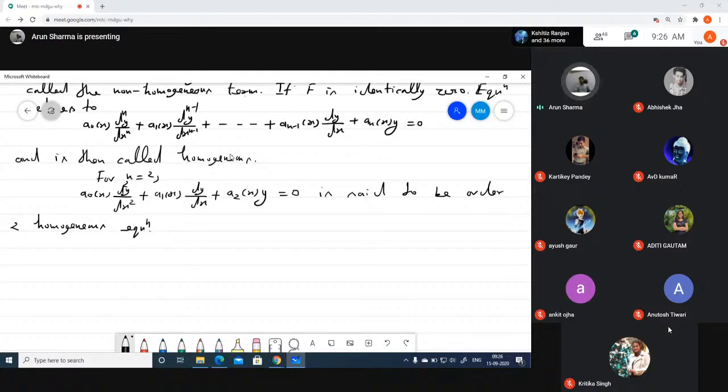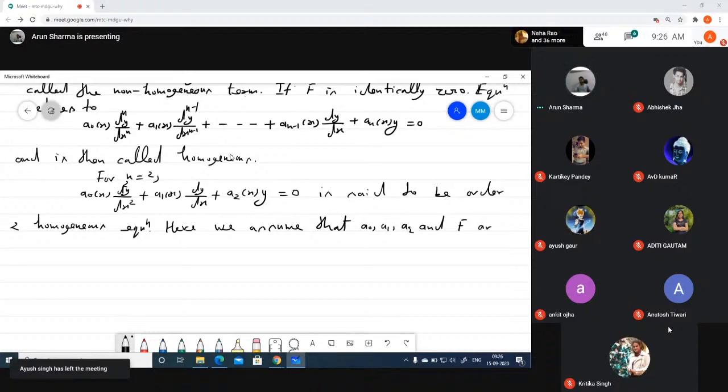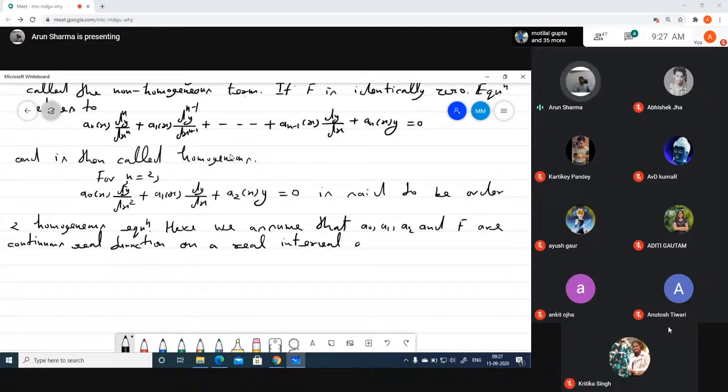Okay. So here we assume that a0, a1, a2 and f are continuous real functions on a real interval a less than or equal to x less than or equal to b, and that a0(x) is not 0.